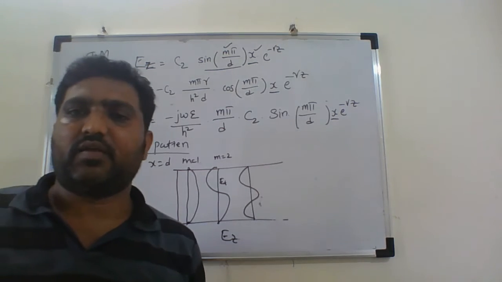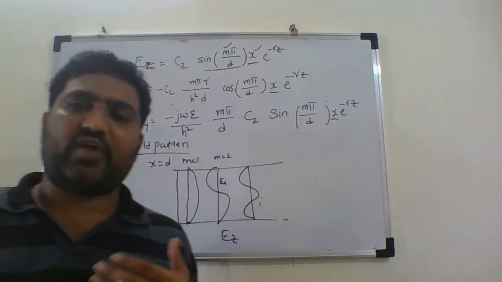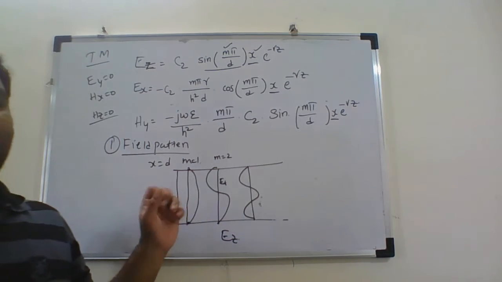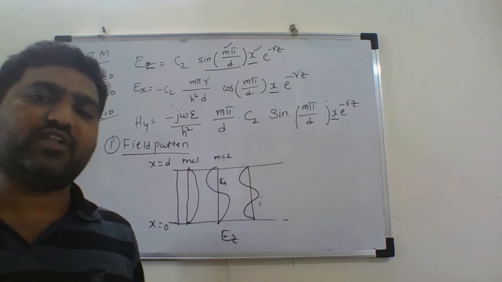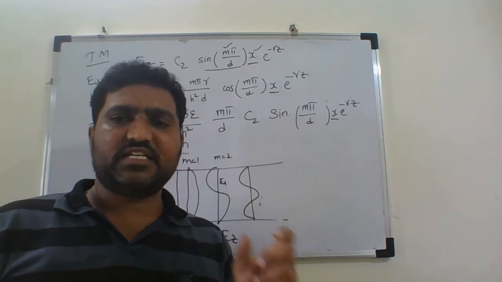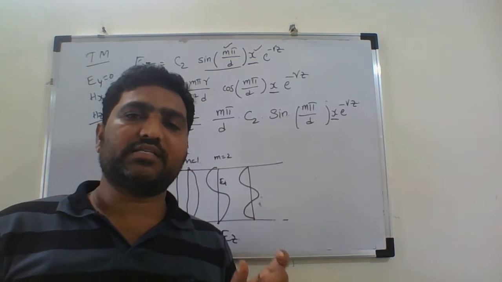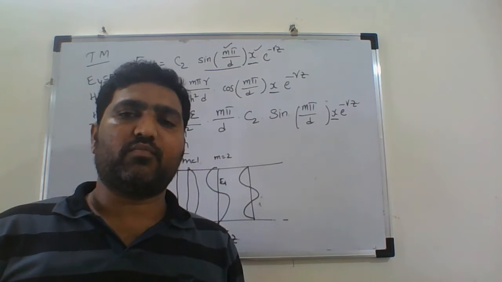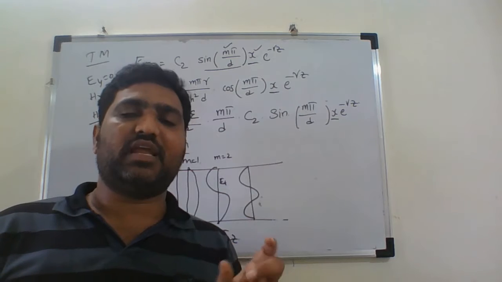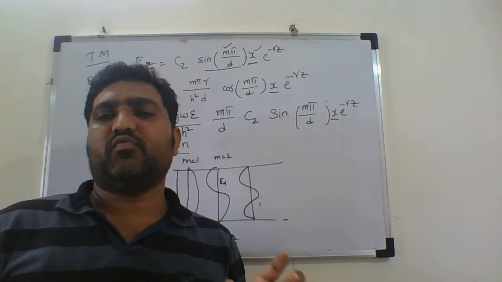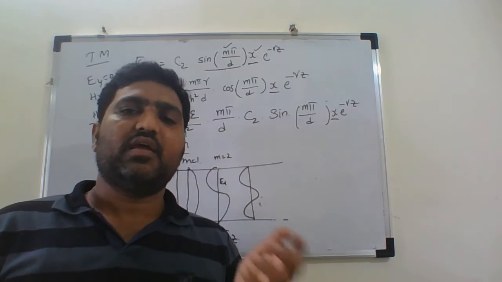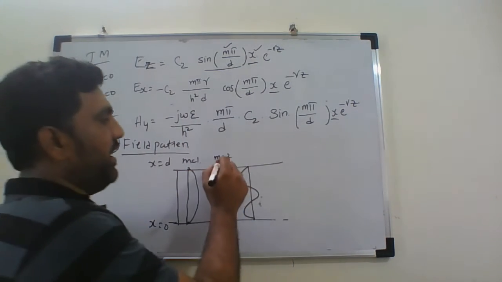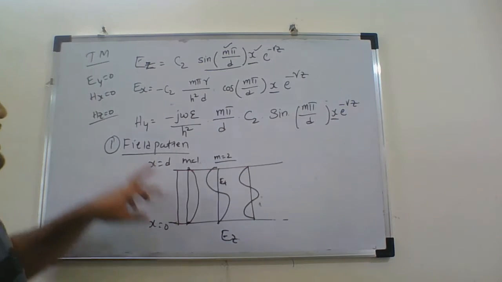So that's what we said: depending upon the value of m, the number of half cycles of variation for Ez inside the waveguide will change. That is why m is called the mode order, or order of the mode, and this value is very important, which decides how the field pattern looks inside the waveguide. So this is about the variation of Ez.